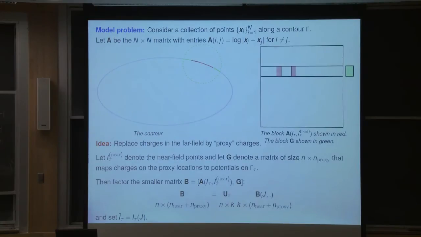Okay, so then in the end, what we do need to compress numerically, so we do need to explicitly compress, is the interaction with the close-in nodes.